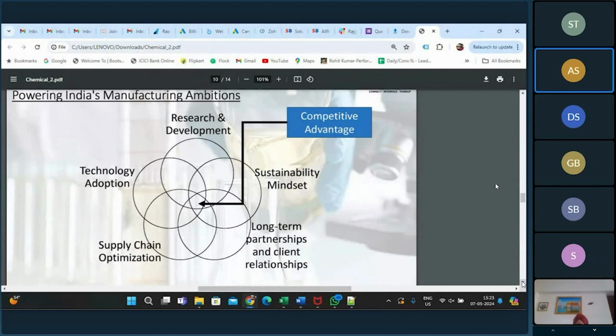Technology adoption I wanted to speak about is what new technologies you can use during manufacturing to increase energy efficiency or reduce water consumption and so on. That also brings competitive advantage. So these four points are all more or less part of R&D, which is needed in the specialty chemical industry. And of course, the fifth is supply chain optimization. That is something important.